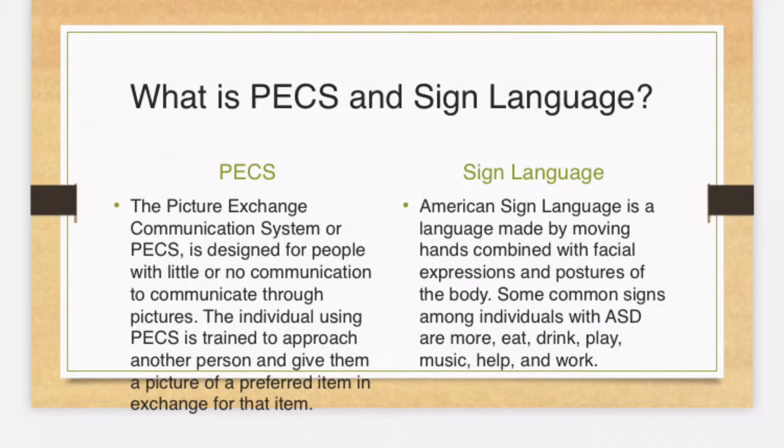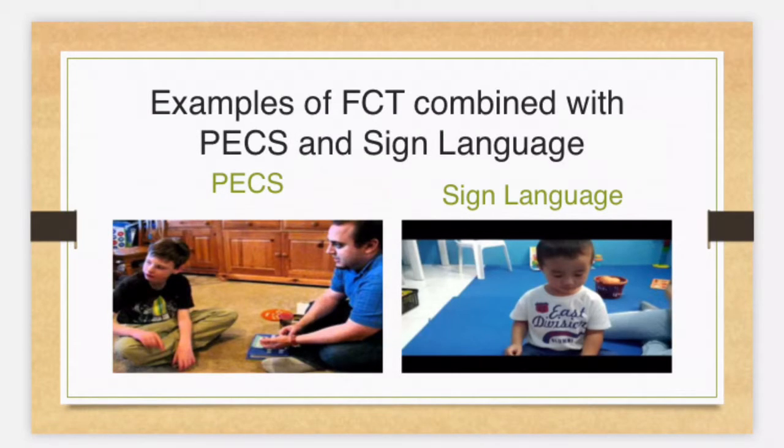Sign language is a language made by moving hands combined with facial expressions and postures of the body. Some common signs among individuals with ASD are more, eat, drink, play, music, help, and work. Here is an example of a child using PECs.